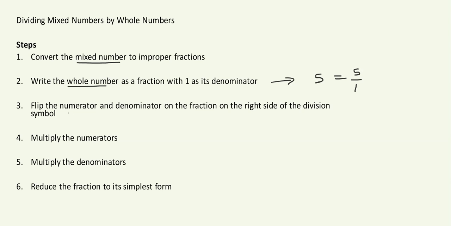This is an improper fraction, with 1 as its denominator. And then we're going to flip the numerator and the denominator on the fraction on the right side of the division symbol. Multiply the numerators, multiply the denominators. So when we say that, we mean multiply across, and then reduce the fraction to simplest form, or you may also have to convert it back to a mixed number. Let's go ahead and see how this applies in some examples.